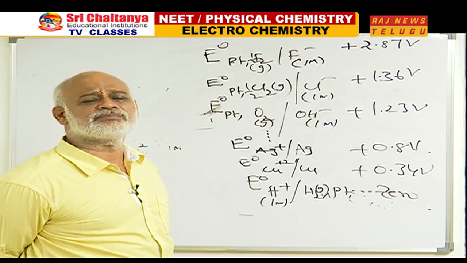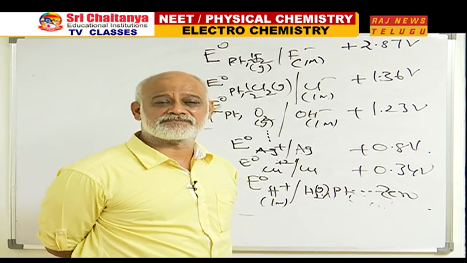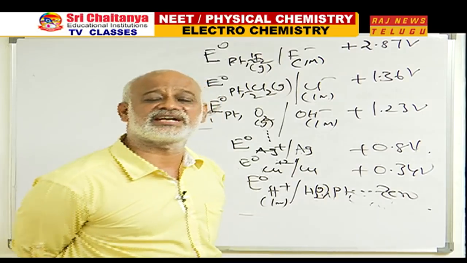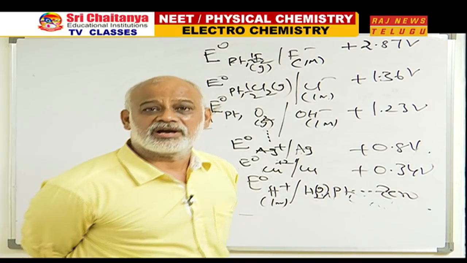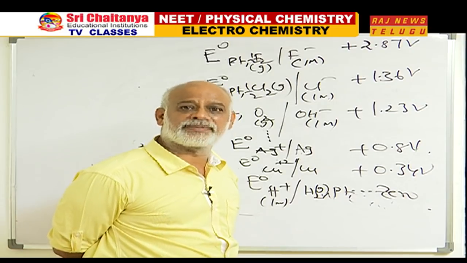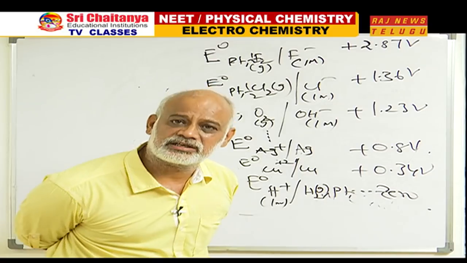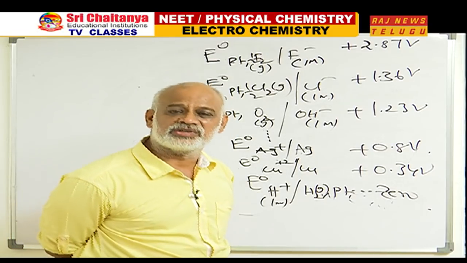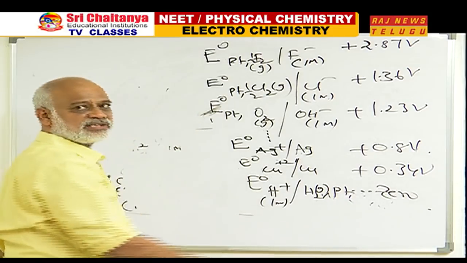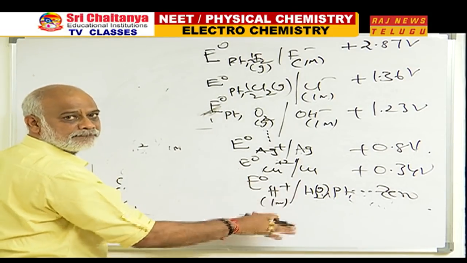Other than this, almost all other metal ion to metal species have their SRP values negative. SRP values for all non-metal electrodes will be positive. SRP values for most of the metal electrodes will be negative, except the 6 that I told. I don't have a place to write here. Therefore, I am writing the next species below.